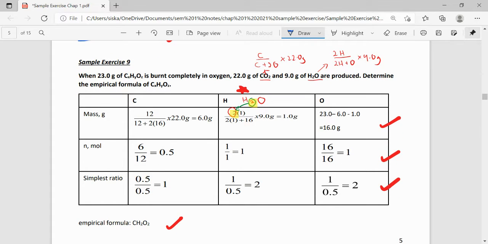When the question gives carbon dioxide and water, the most common mistake that students make is they forget to multiply by 2, because in H2O there are 2 hydrogen. So when you are calculating the mass, remember you need to multiply by 2 for hydrogen in water. This is the one that I want to highlight, especially for water.